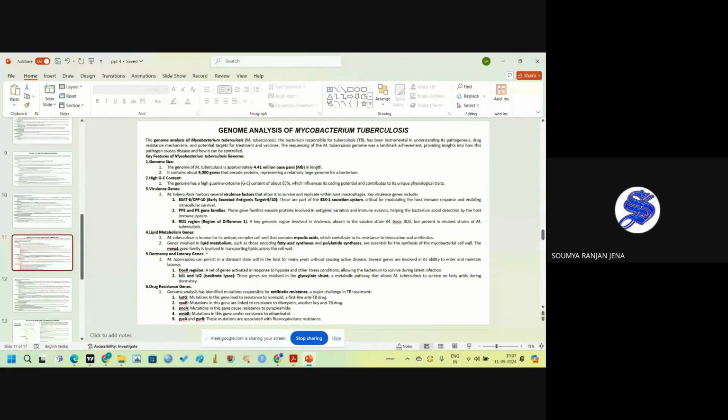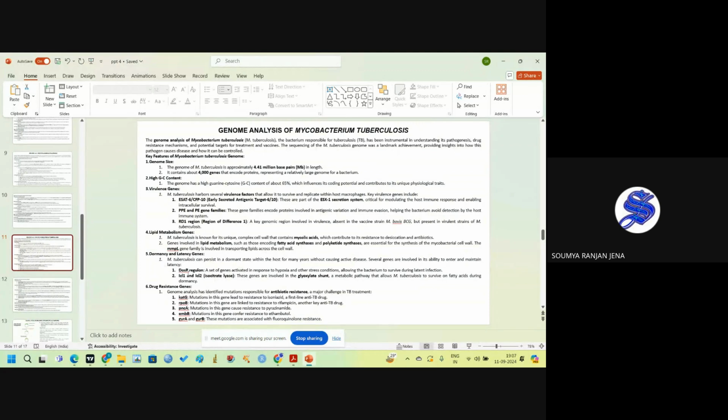And this genome also provides the lipid metabolism genes. Mycobacterium tuberculosis is known for a unique complex cell wall that contains mycolic acid, which contributes to its resistance to desiccation and antibiotics. These genes are involved in lipid metabolism, such as fatty acid synthesis and polyketide synthesis, that are essential for synthesis of the mycobacterial cell wall, and the MmpL gene family is also involved in transporting lipids across the cell wall.